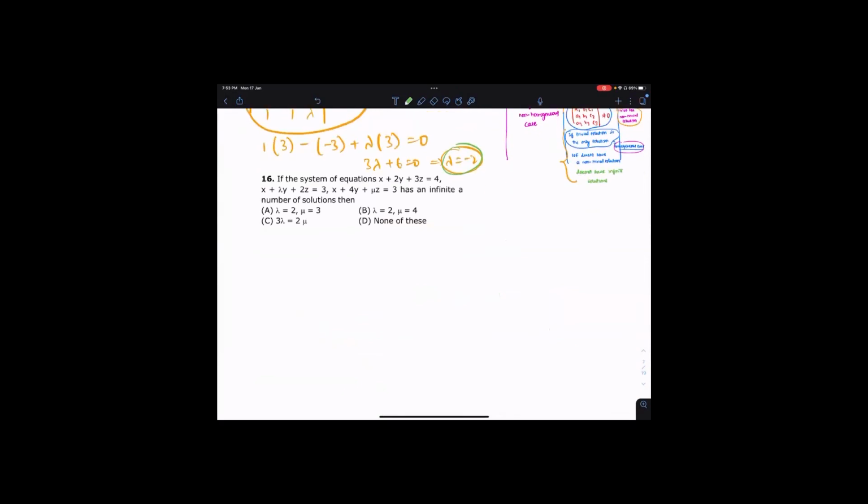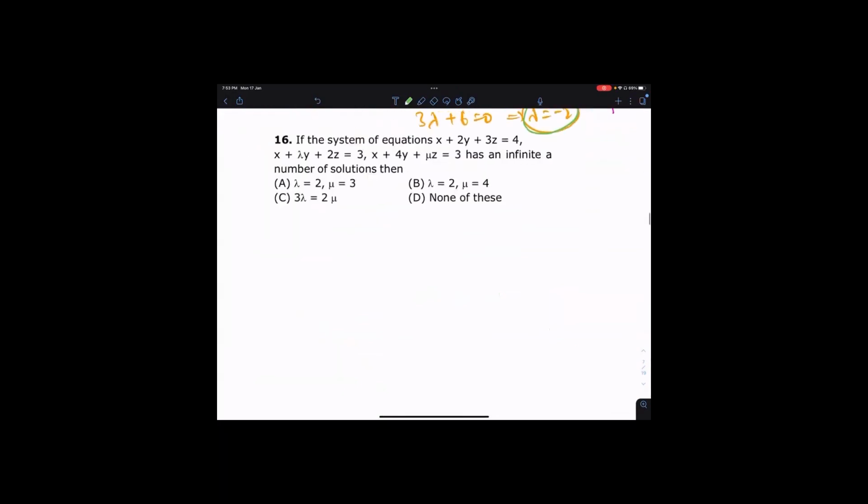Let us come to this one. This is a tough question. It is actually a subjective question, 10 marks. So it will be lengthy. Last question for today, guys. But just concentrate. See the question. What they are saying is that these three equations have an infinite number of solutions.